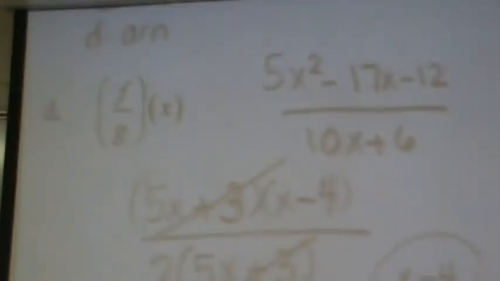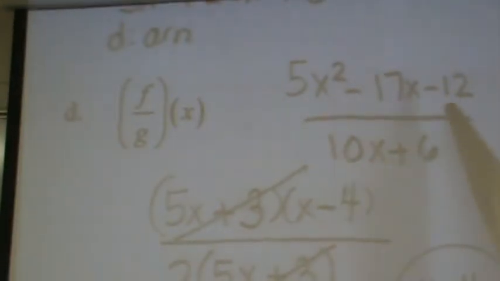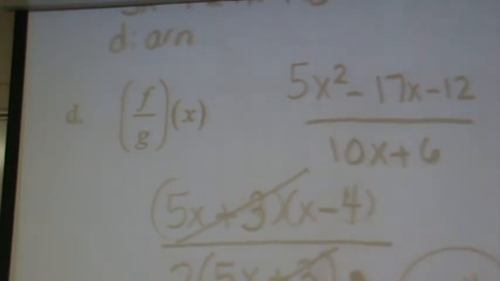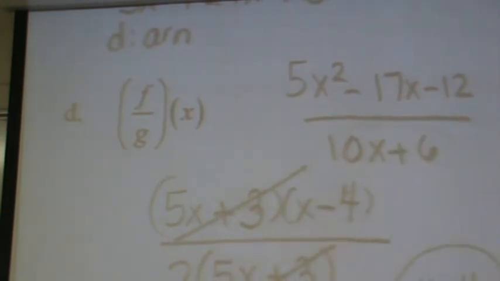And then for D, you're going to divide these. And unfortunately, that numerator, I know you hate factoring those kind, but it did factor. The denominator, you can pull a 2 out. Now, the domain is all real numbers except negative 3/5, because you set this equal to 0, and it can't be negative 3/5.